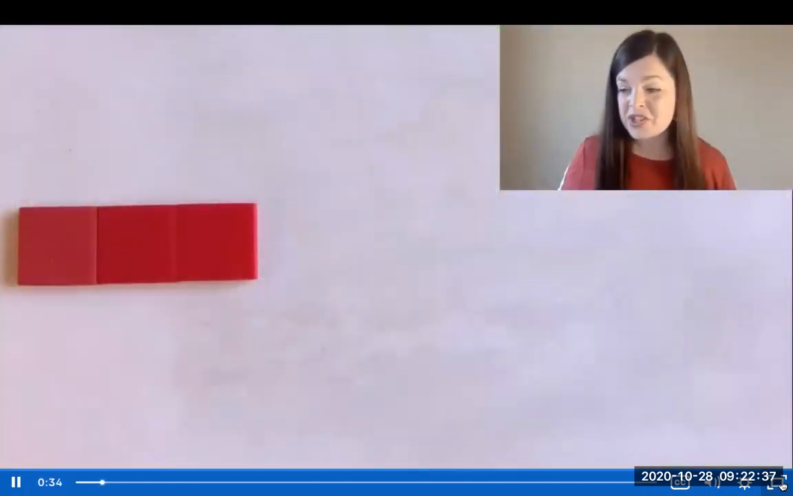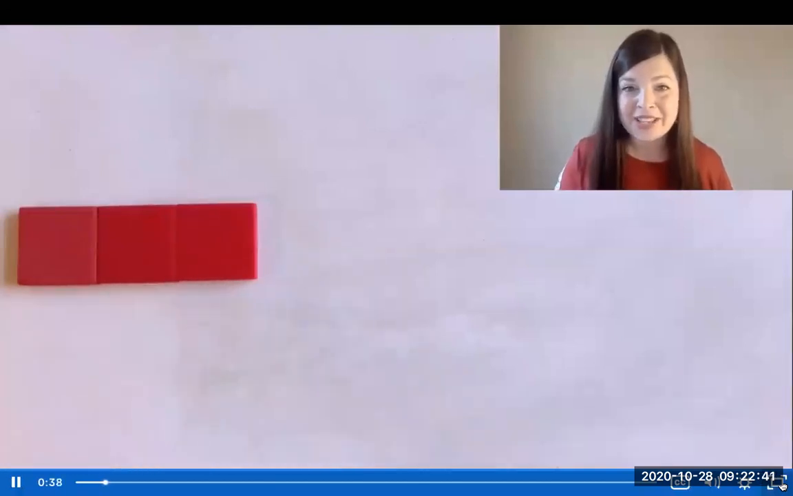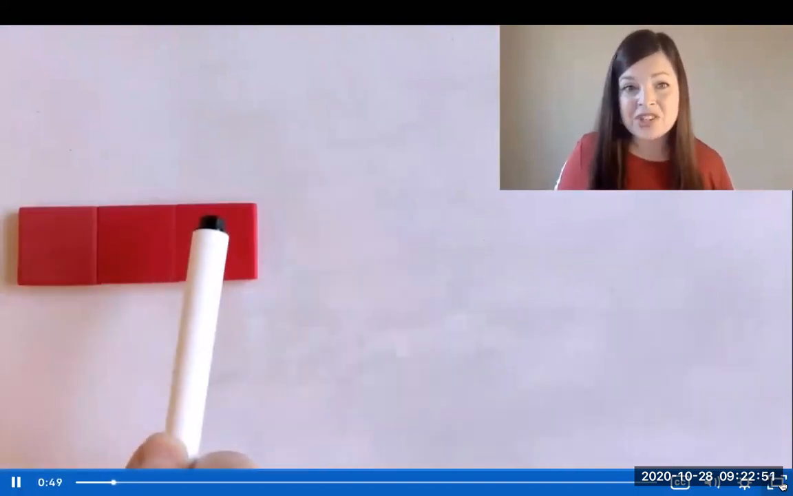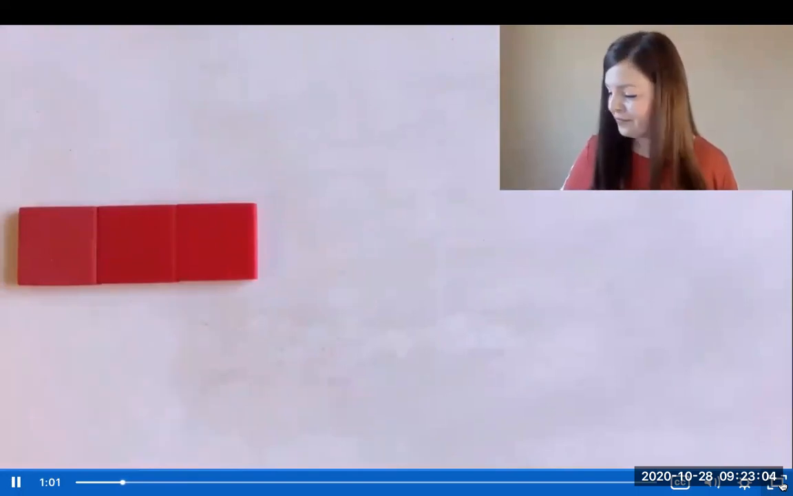Place 3 square-inch tiles side by side on your personal whiteboard to build a rectangle like you can see here. What is the length and the width of this rectangle? This rectangle has a length of 3 inches and a width of 1 inch. How could we make our rectangle 2 times as long as it is now? We could add 3 more square-inch tiles, so let's do that.